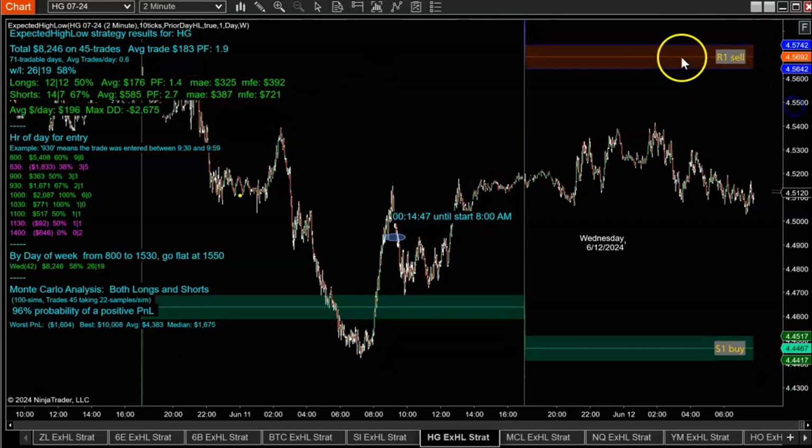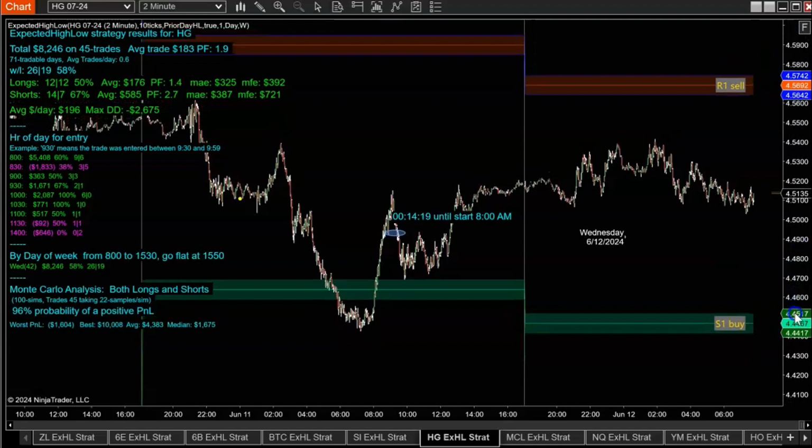Conversely, if we go short, we're looking at a pretty good win rate, 67% of the time. If we hit R1 between 8 o'clock and 15:30, prices close, or we have a win rate of 67%. Average trade is 585. So on Wednesdays, if we can get up to R1, definitely consider short signals on whatever strategy you're following.